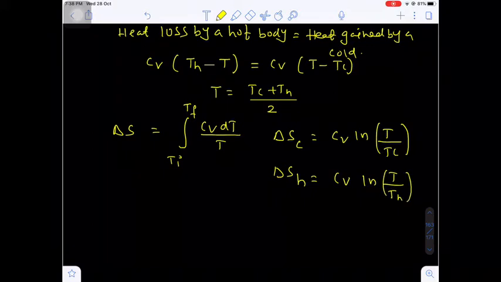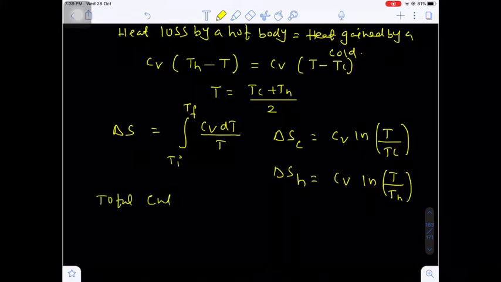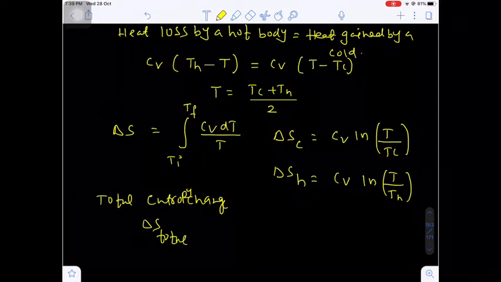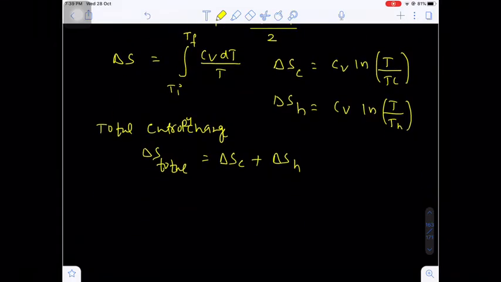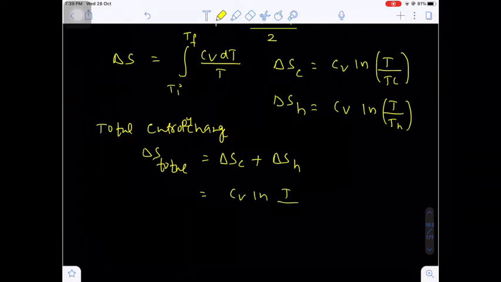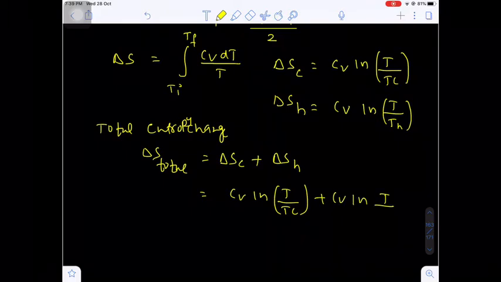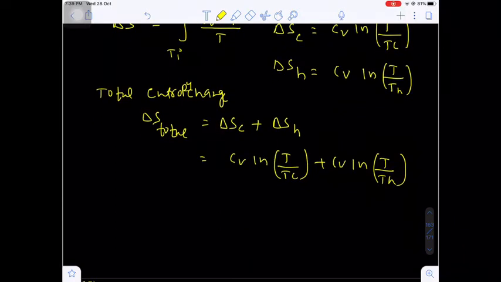Yes or no? Now entropy is a state function, so we have to calculate the total entropy change. Delta S total will be equal to delta S cold body plus delta S hot body. Now here, Cv ln T upon Tc plus Cv ln T upon Th.